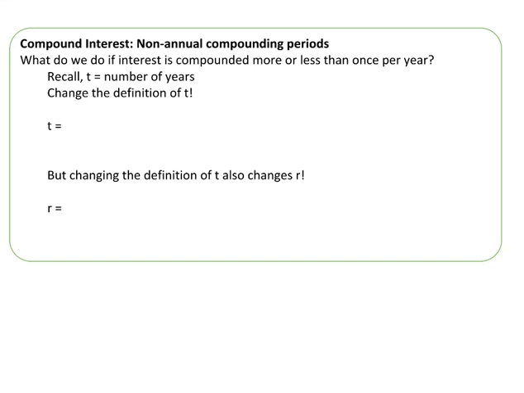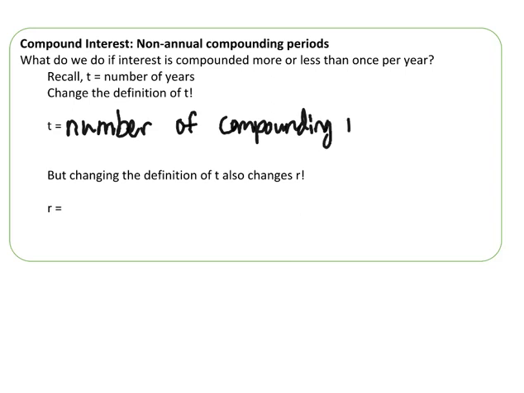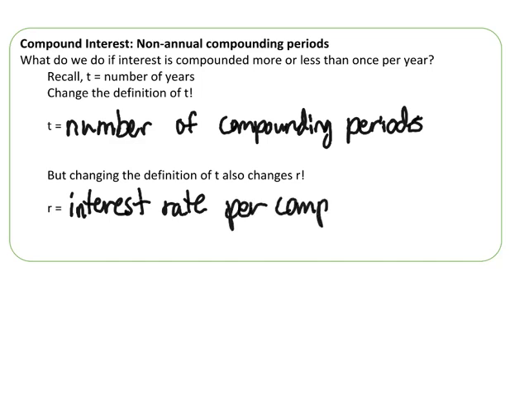It's actually going to be the number of compounding periods. And I'll show you an example soon of what that looks like. But as soon as you change T, that actually also has to change the definition of R too. So R is going to become the interest rate for one compounding period, or per compounding period, instead of per year. So I'll just show you what that looks like.